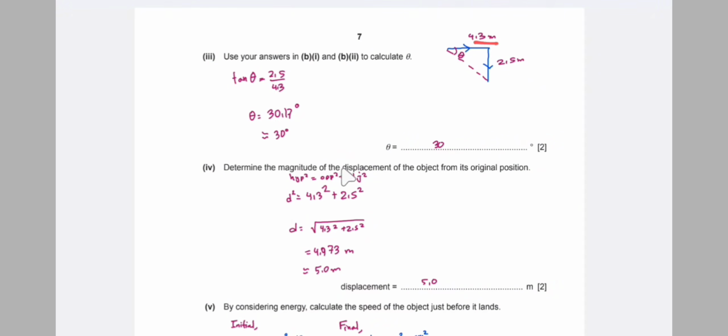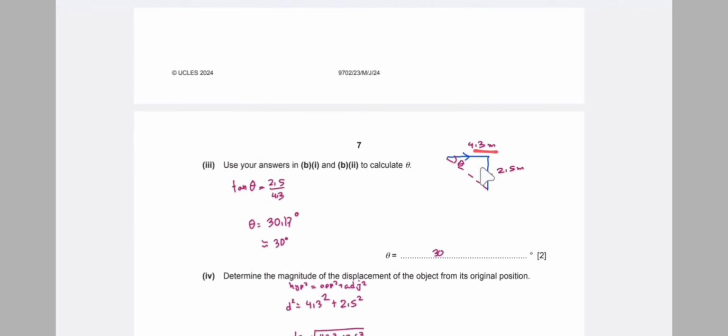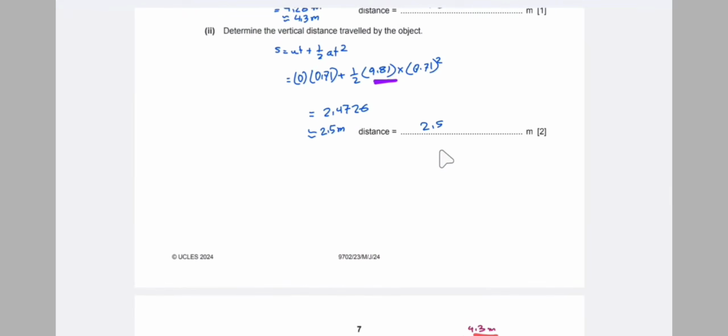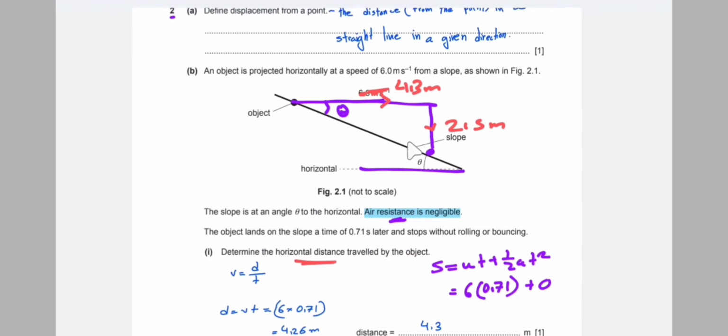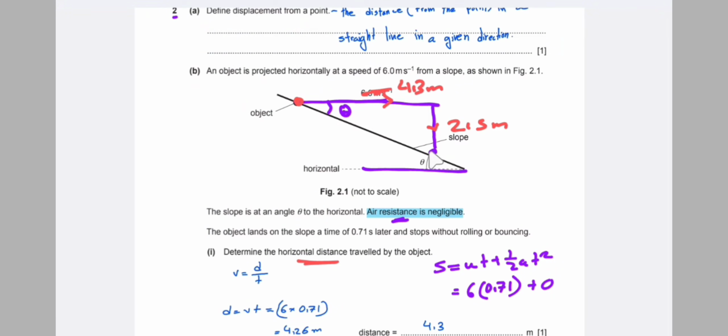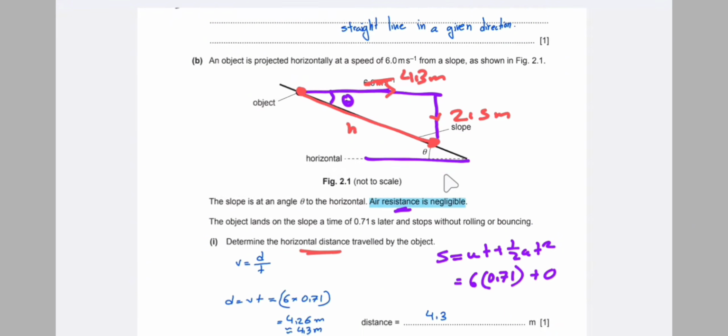Then determine the magnitude of displacement of the object from its original position. So displacement, that means from the initial position to the final position, what is the total displacement? Displacement is always a straight line, and it is from the starting point to the ending point. So from the starting point to the ending point, a straight line. That means we know the horizontal distance and the vertical distance. So if we find the hypotenuse, then we can calculate the displacement. That is from the starting point to the ending point, a straight line in one direction.